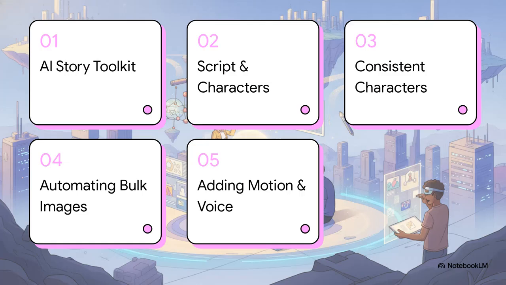So here is our roadmap for today's guide. First, we'll go over your AI story toolkit. Second, we'll dive into scripts and characters. Third, generating those consistent characters. Fourth, automating bulk images. And finally, number 5, adding motion and voice.